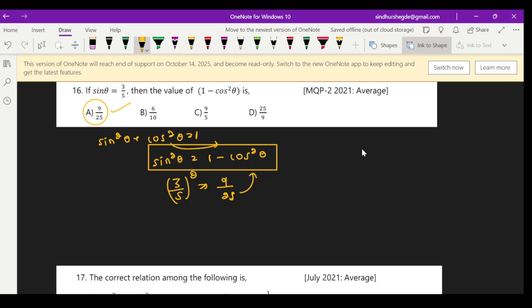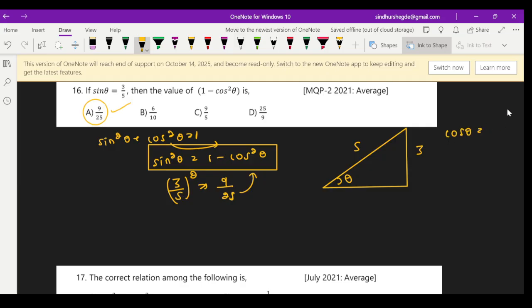Now I can frame one more question over here: sin theta is 3 by 5. Find cos theta, tan theta and all those things. Sin theta is 3 by 5, that means opposite side by hypotenuse. So now what would be the cos theta?